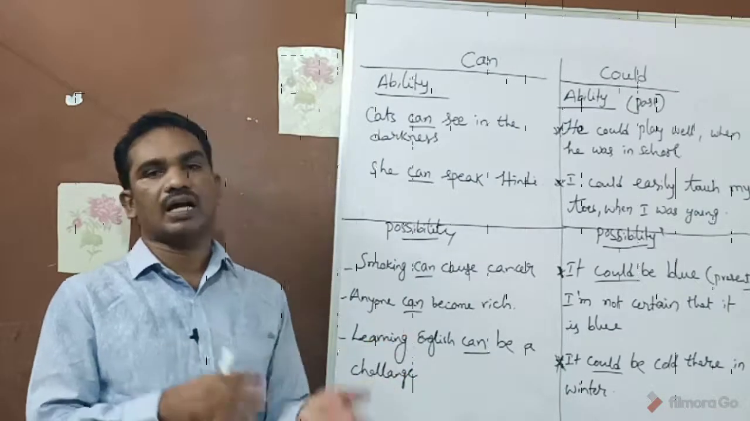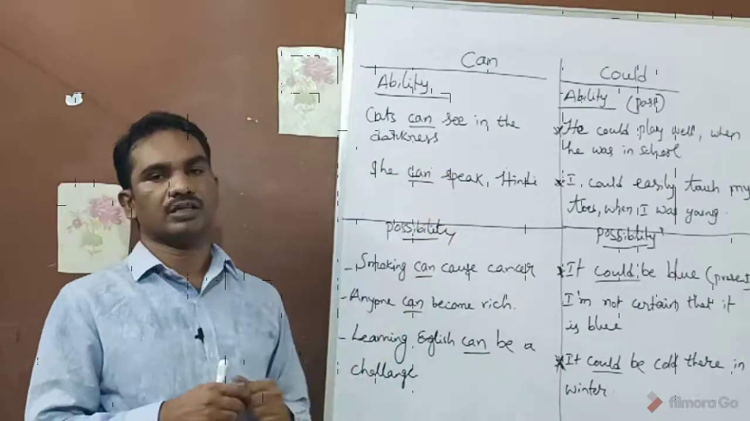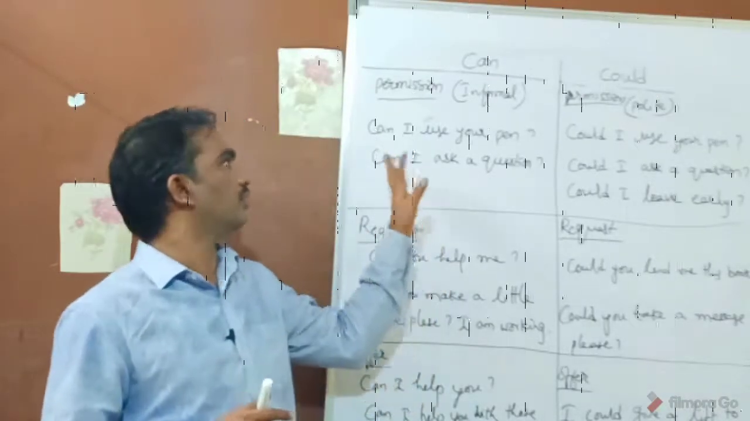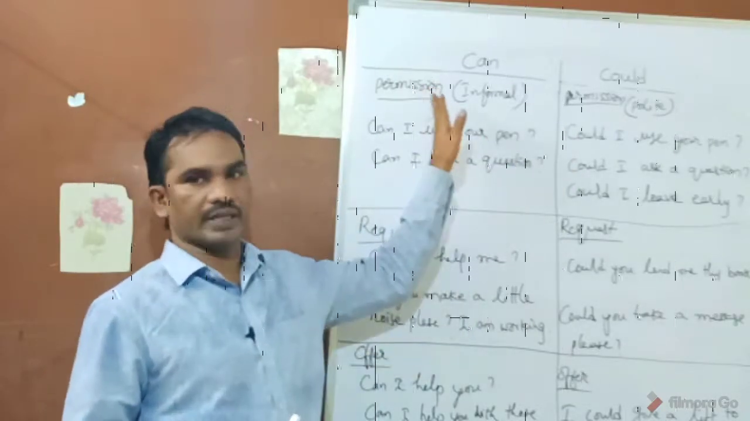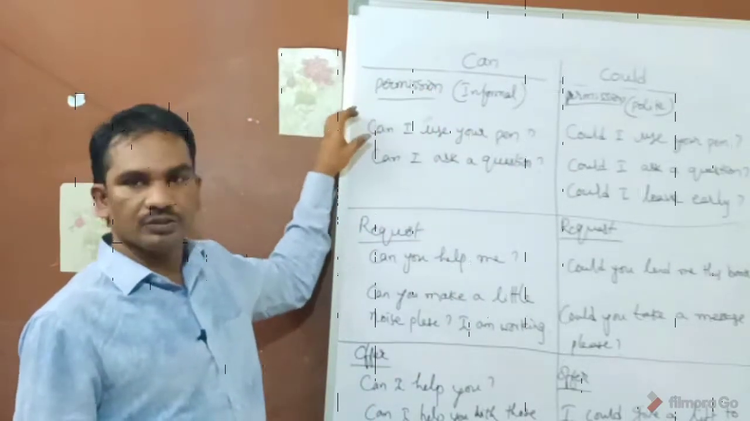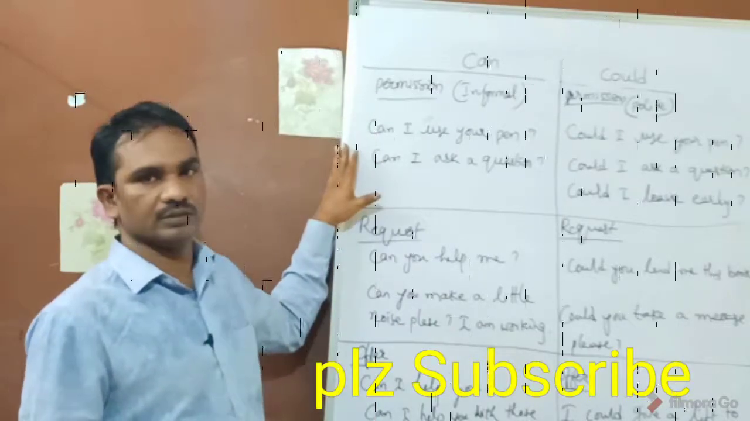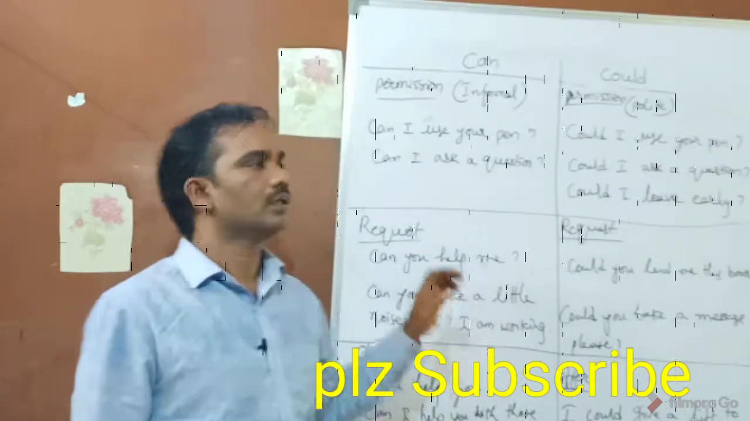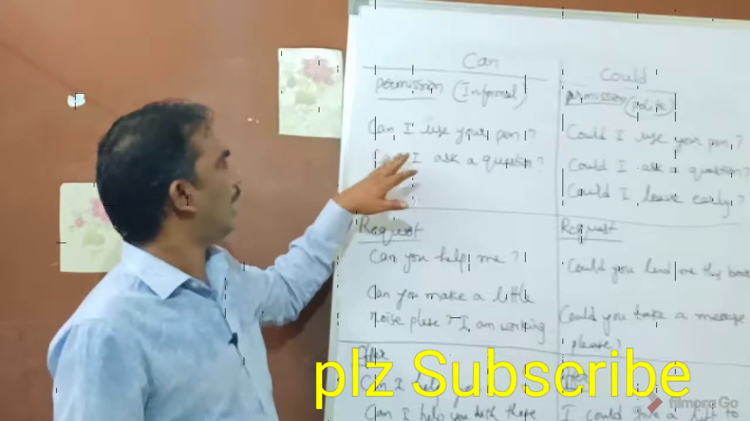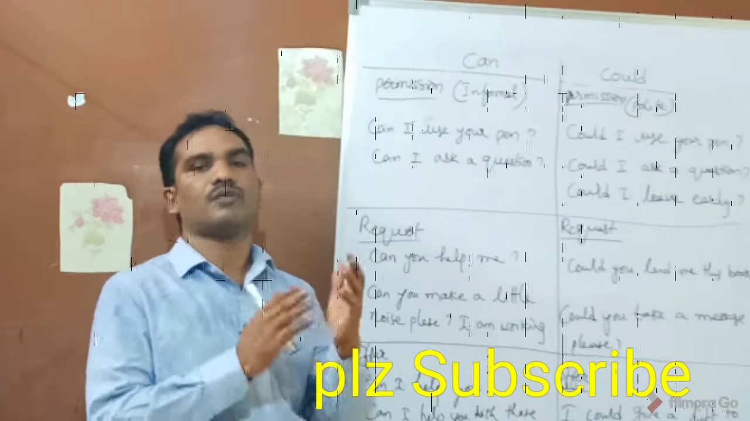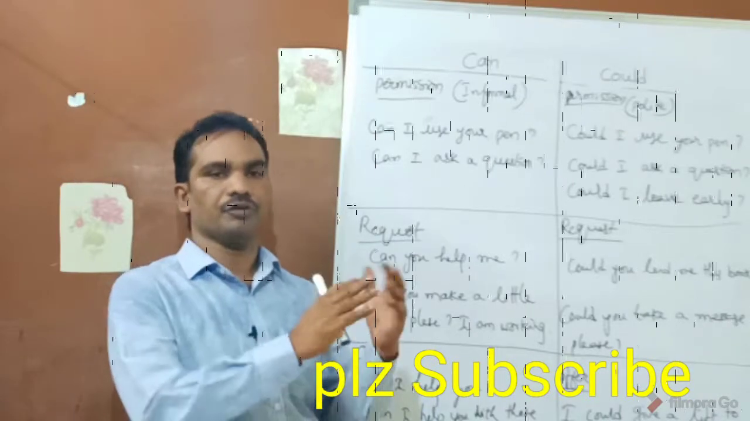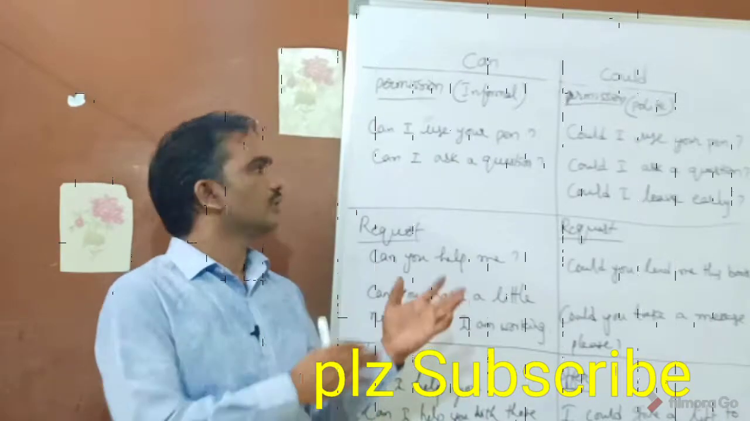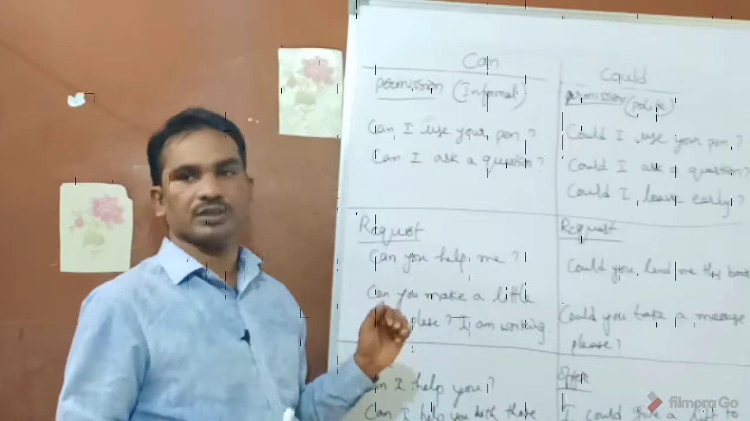So let's look at the other things. How do we use can and could? Guys, look at the other ways. When we talk about permission, we use can and could. When you want to take permission, in the informal case and a formal case. In the informal case, you can say, can I use your pen? Informal is when you talk to your friends, your family members, right? Then you can say, can I use your pen?